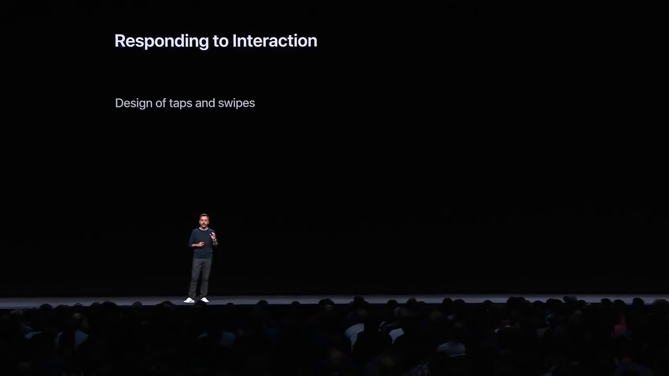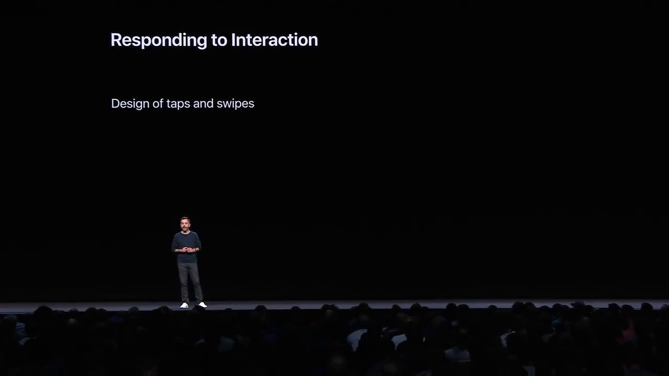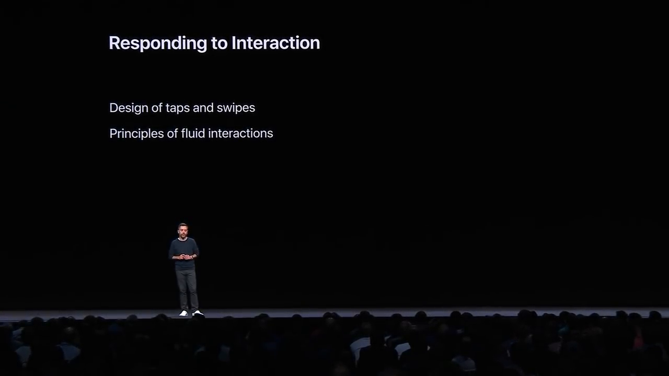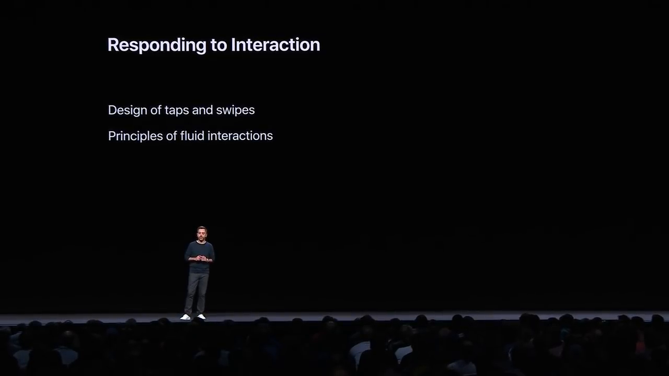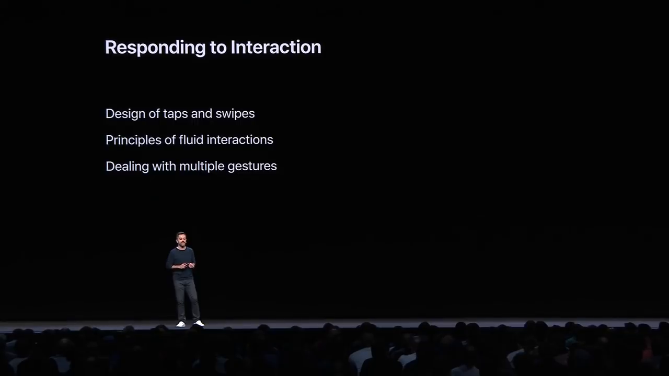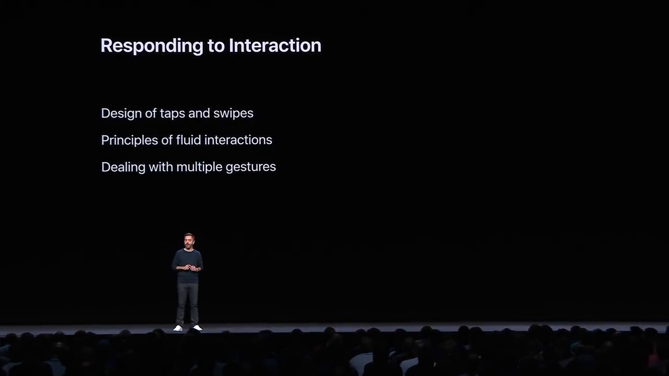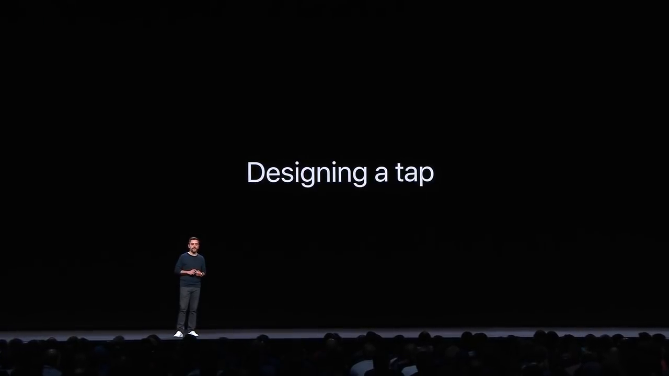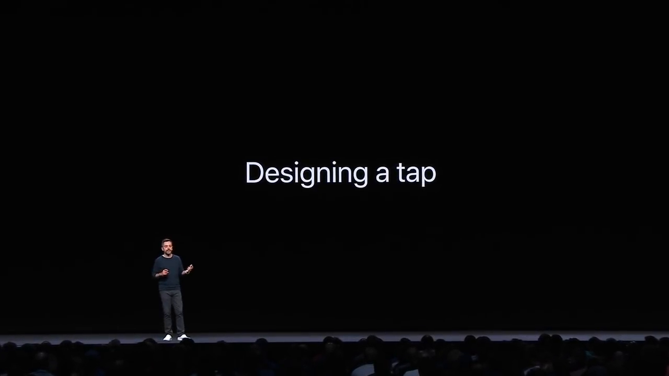So we're going to start by looking at the design of some core gestures like taps and swipes. Then we'll look at some interaction principles that you should follow when designing gestures for your interface. And then we'll see how to deal with multiple gestures and how to combine them into your apps. We're going to start by looking at a gesture that is apparently very simple, a tap.